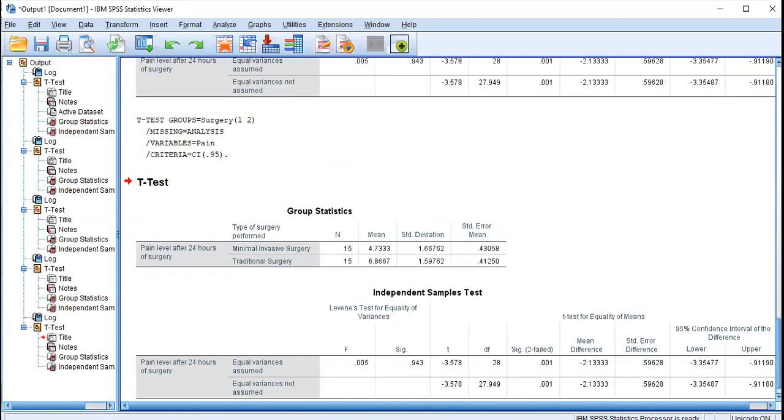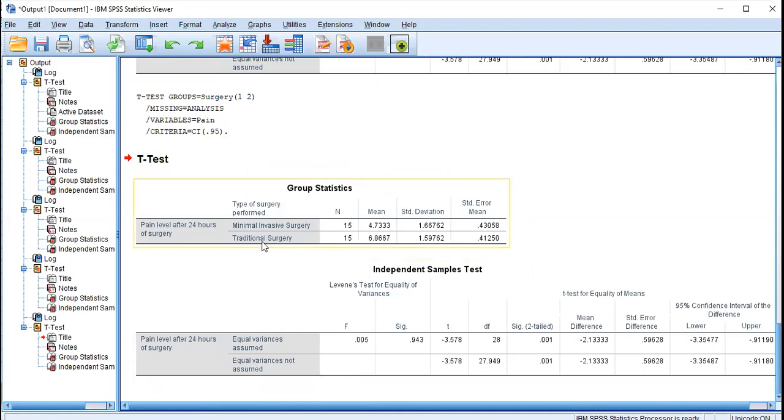So this is the answer I've got. The answer is before you. Minimal invasive surgery, 15 patients went through this surgery. The mean was 4.73 something, and the standard deviation was 1.66. Whereas for traditional surgery, the n value is 15 and the mean value is 6.87 something, and the standard deviation is 1.59 something.